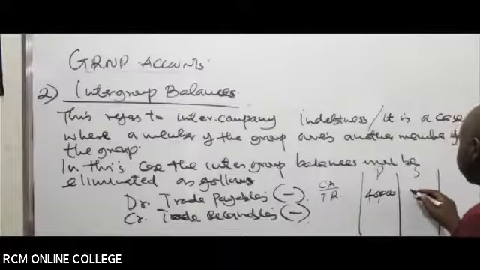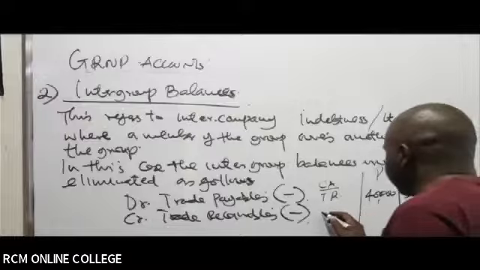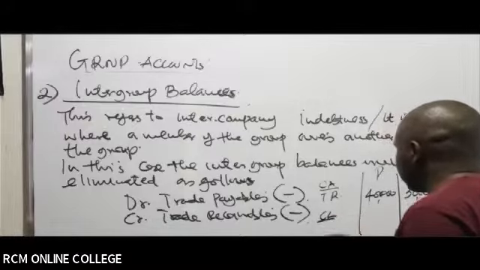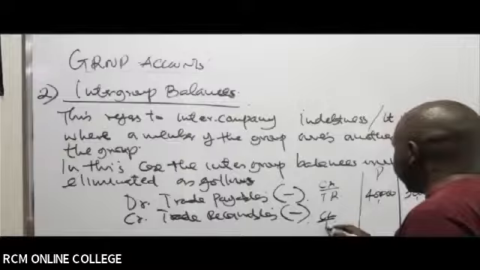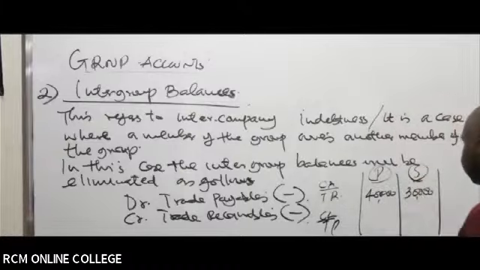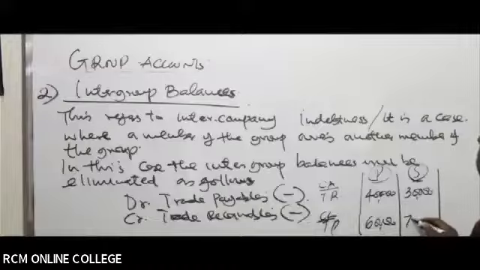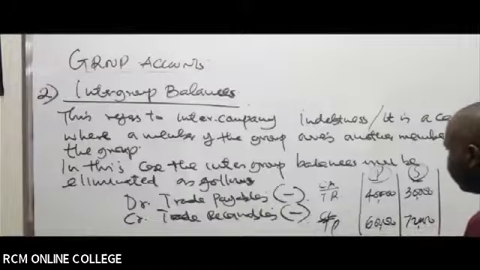While in this case, for S is actually maybe 30,000. Then under the current liabilities, you'll be told that the trade payables of, for example, the parent is actually maybe 60,000. Then this one is actually maybe 72,000. You'll likely be told like that.